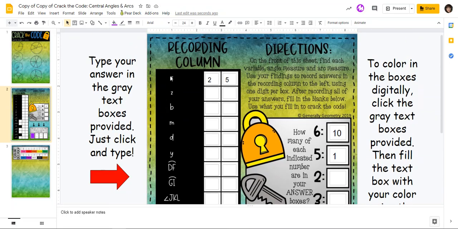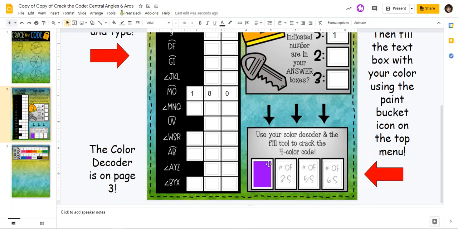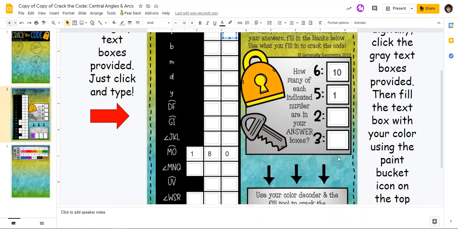So these are the problems. Answers go here, 1 digit per box. Count how many of any given number are in the boxes to the left, and then use the decoder to figure out the number associated with the values you found here.